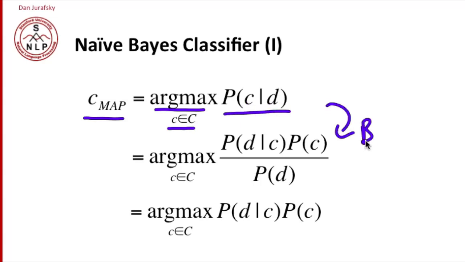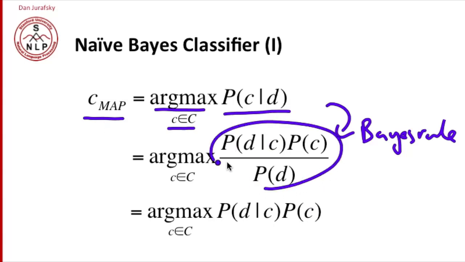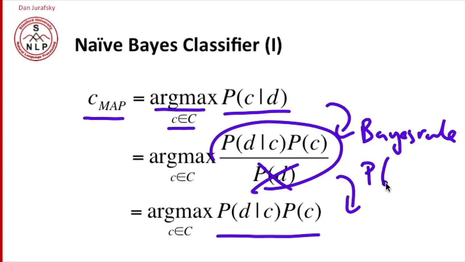By Bayes' rule, that's the same: whichever class maximizes the probability of C given D also maximizes this equation, the probability of D given C, times the probability of the class, over the probability of the document. And as is traditional in Bayesian classification, whichever class maximizes this equation also maximizes this equation. What we've done here is drop the denominator, crossed out the denominator. Why is it okay to cross out the denominator D?